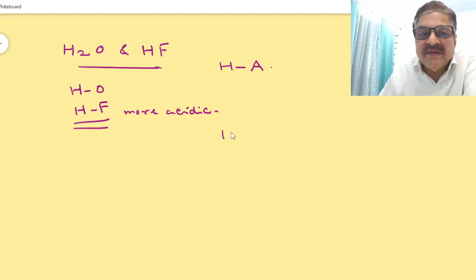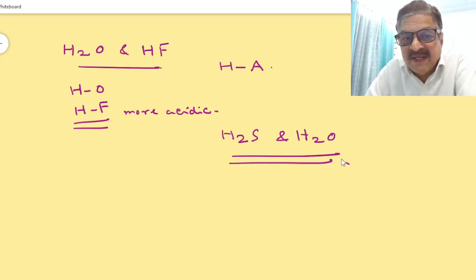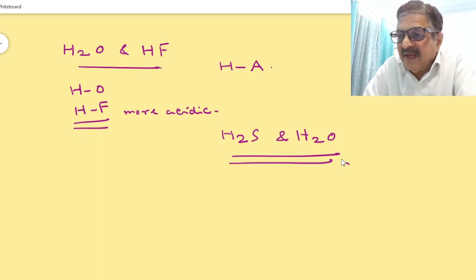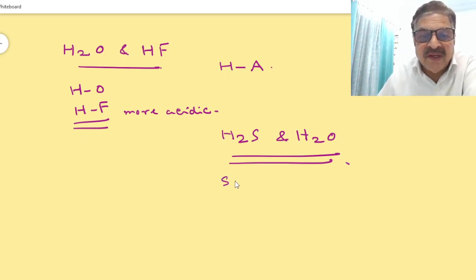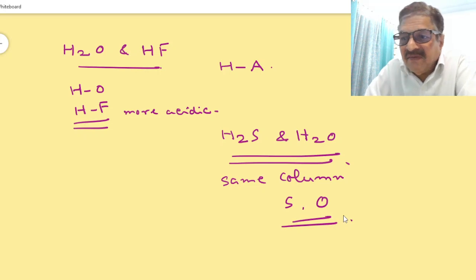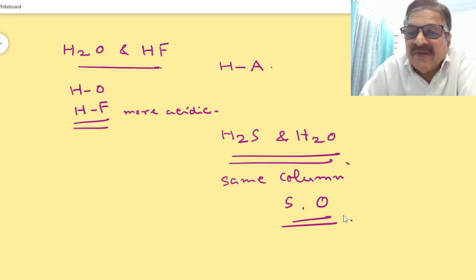Now, if we compare hydrogen sulfide and water, the same principle, the same logic, will apply. In this case, both have the hydrogen atom bonded to elements in the same column, not the same row. Oxygen and sulfur are in the same column group. Water and H2S both have hydrogen atoms bonded to elements in the same column.